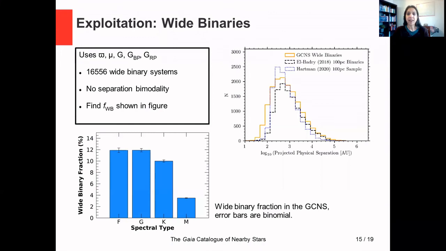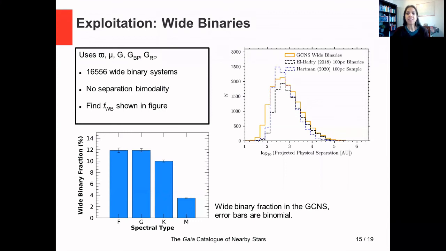Using the updated astrometric information from Gaia EDR3, one of the cases of exploitation for GCNS was to generate a list of wide binary systems. We adopted a three-step selection criteria in order to define a list of resolved binary systems. This was based on the parallax differences, the proper motion differences, and the boundedness of orbits.